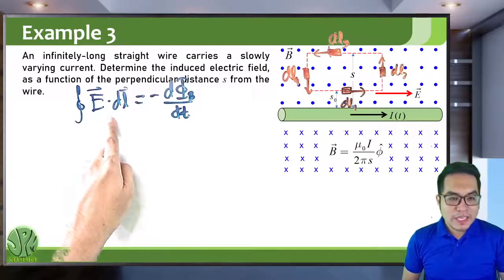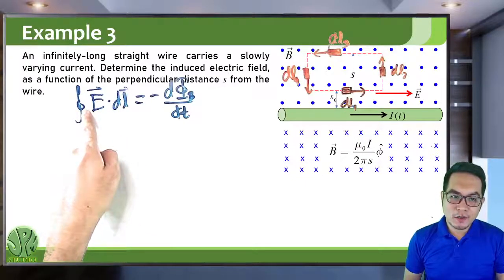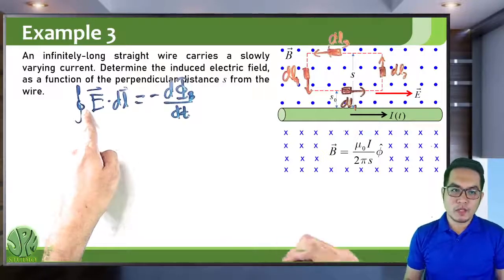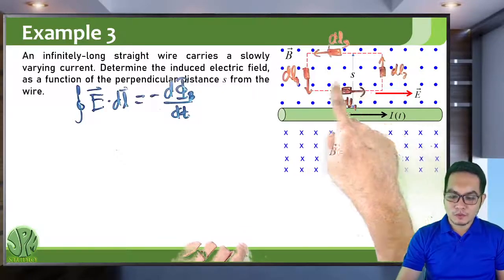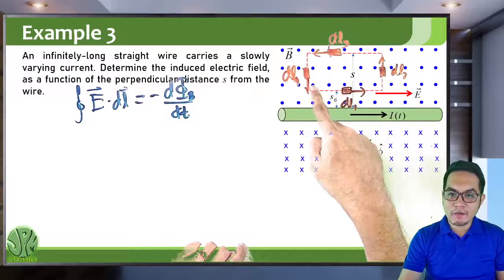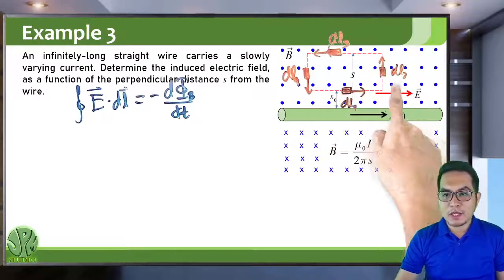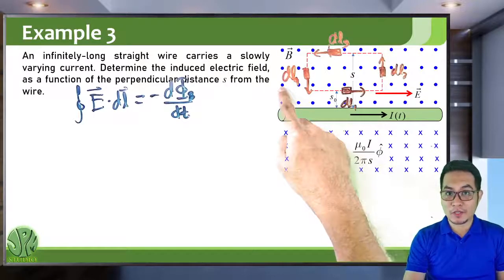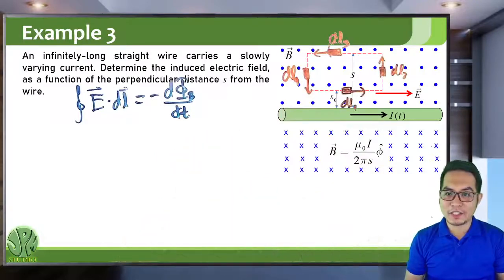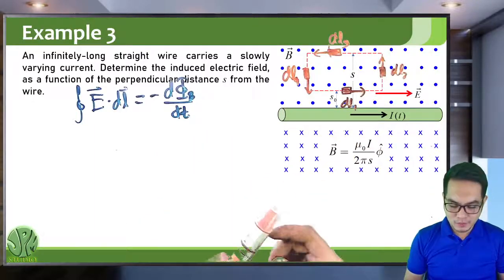So if you take the closed integral of E dot dl, meaning all over the loop, now this side of the loop, dl2, and this side, dl4, don't have a contribution because E is perpendicular to dl2 and dl4. Therefore, E dot dl is 0 because their angle is 90 degrees. So only dl1 and dl3 will have a contribution.